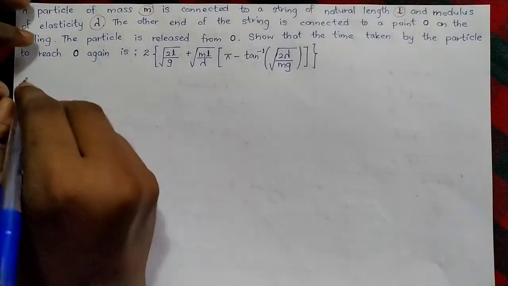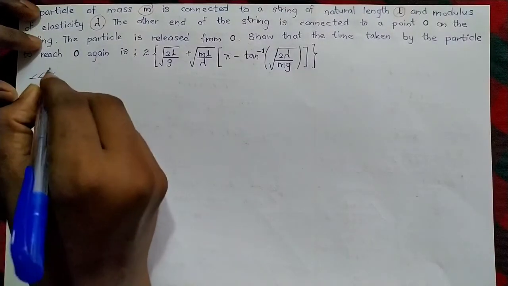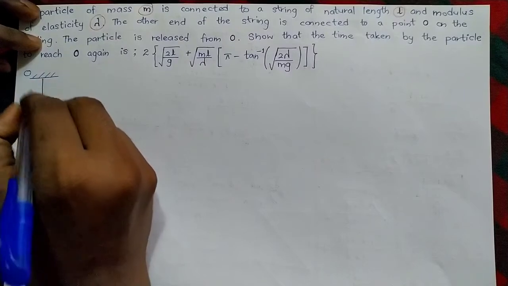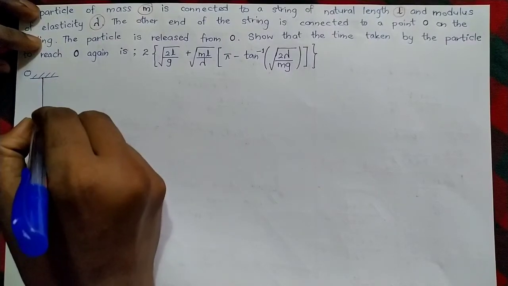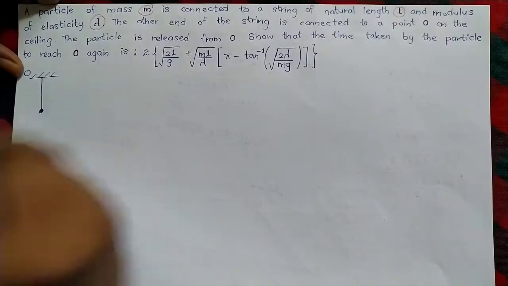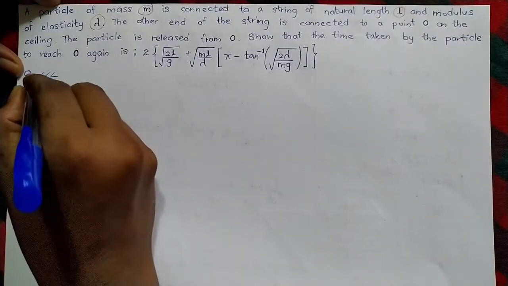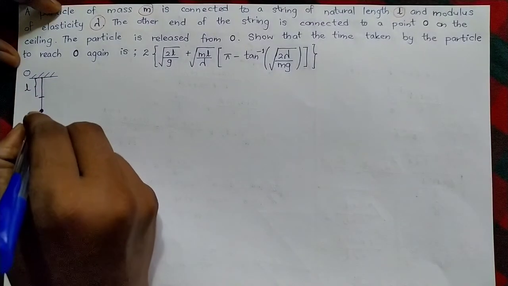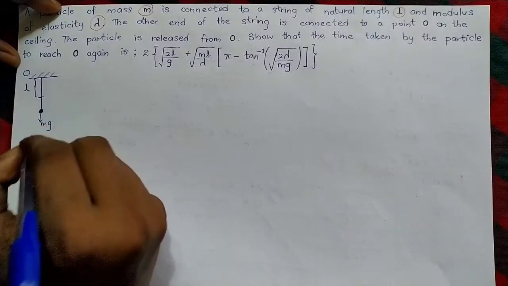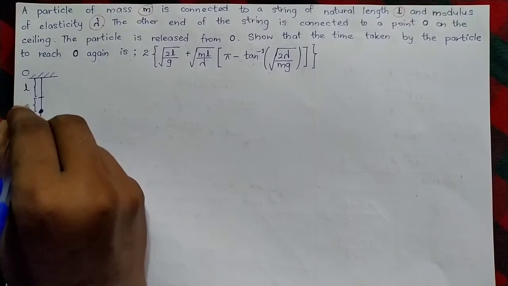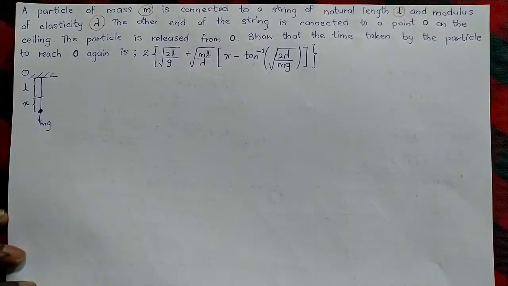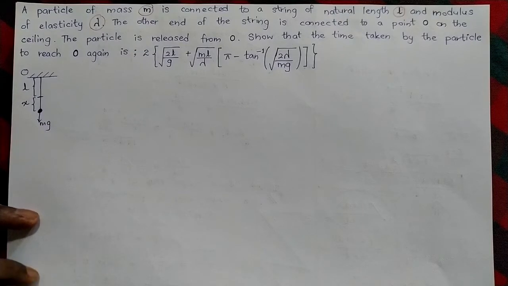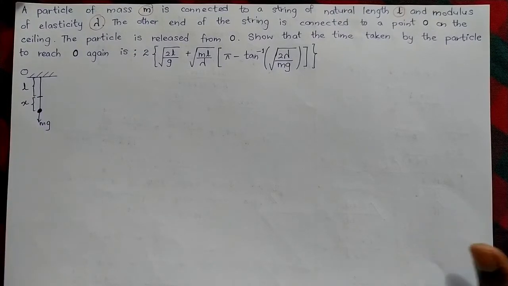So let's say this is the ceiling, point O. This is the natural length. Natural length is L. Then because of this connected mass m, there will be a weight mg resulting in an extension. Extension is not given. Let's mark it as x. The modulus of elasticity is lambda. Now they are saying the particle is released from O.